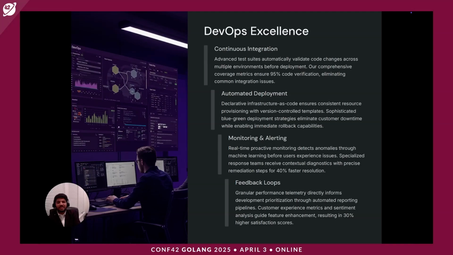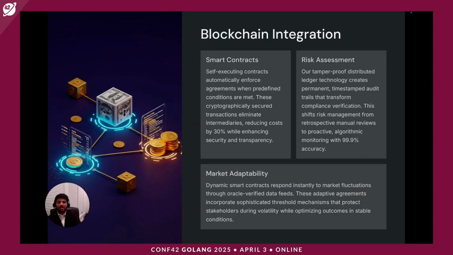Another key technology driving trust is FinTech in blockchain. Let's see how we are integrating it. Coming to blockchain integration, blockchain is transforming financial transactions by introducing greater trust and transparency. Smart contracts eliminate middlemen, reducing cost by 30%, and help with risk assessment. Every transaction is permanently recorded, preventing fraud and ensuring compliance. Adaptive market contracts: our system dynamically responds to market fluctuations in real time.